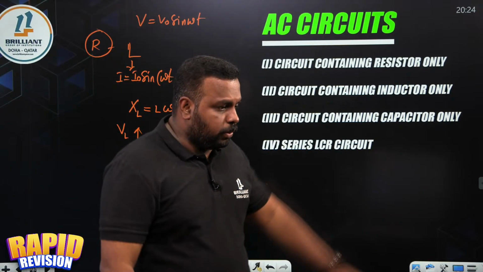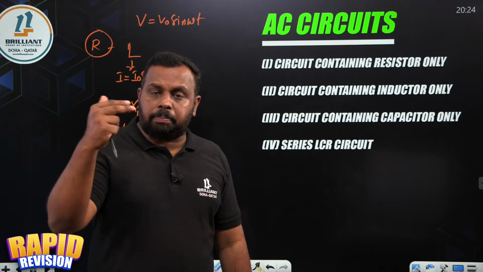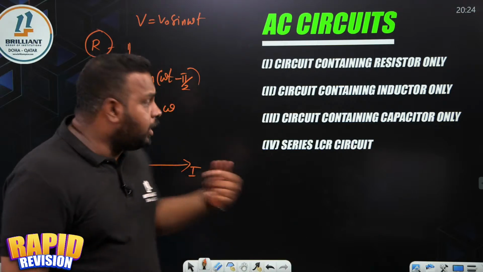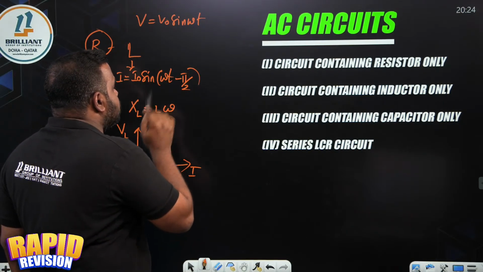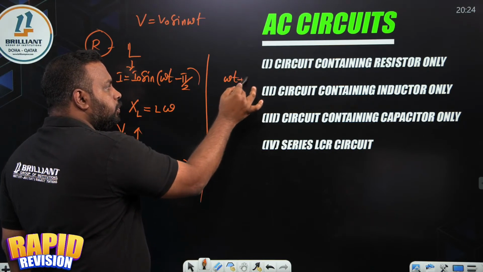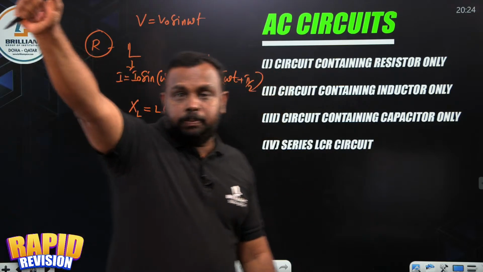Fine. Now the third circuit, what is it? Capacitor. Reverse of inductor, right? In an inductor, voltage is leading. In a capacitor, who is leading? Current is leading. So the formula for current will be, instead of minus, we'll be having what? Omega t plus pi by 2. Very good. Plus pi by 2.